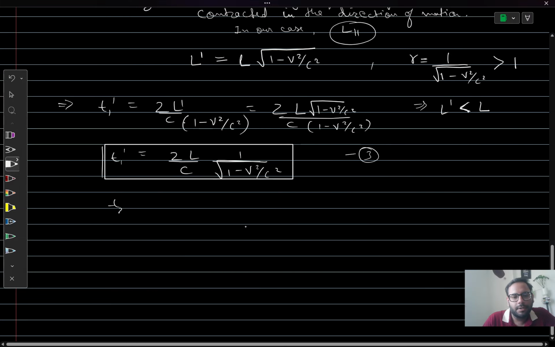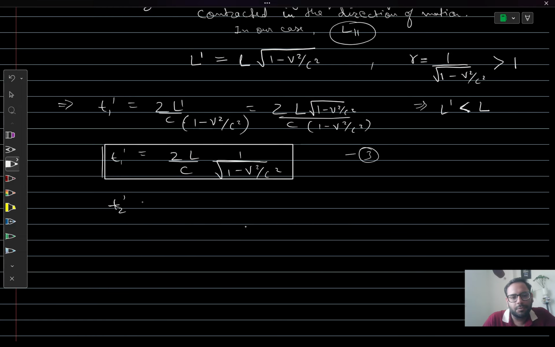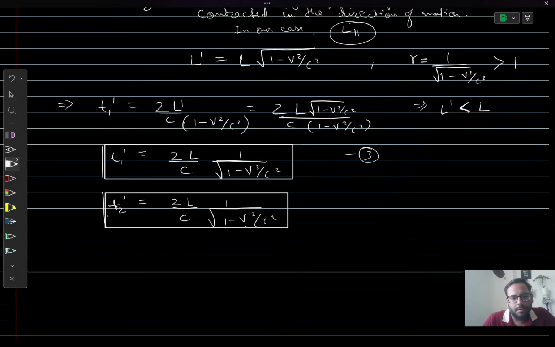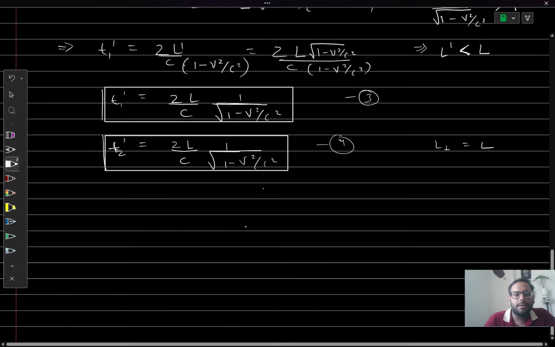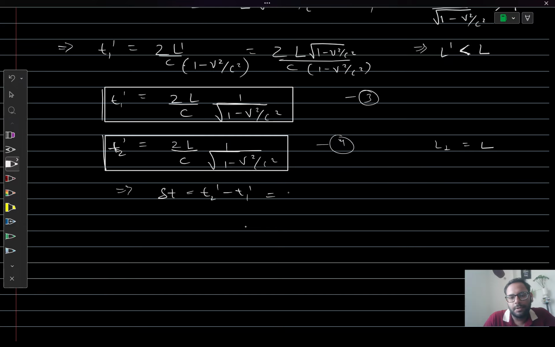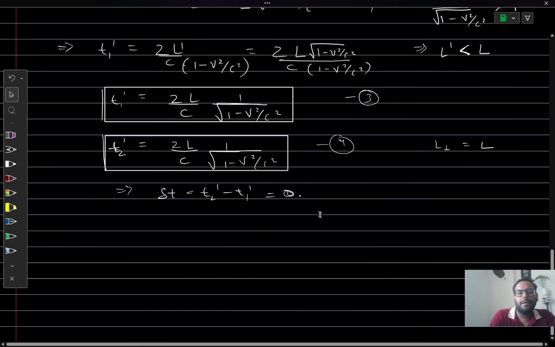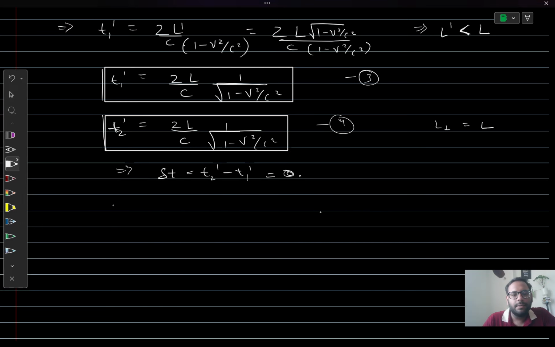Similarly, you do not have any effect in the direction of motion according to Lorentz. So you will have the same thing here, because L perpendicular is also L. We have assumed it, so this implies that del t equals del t prime, so the difference equals 0. This was the explanation given by Lorentz.